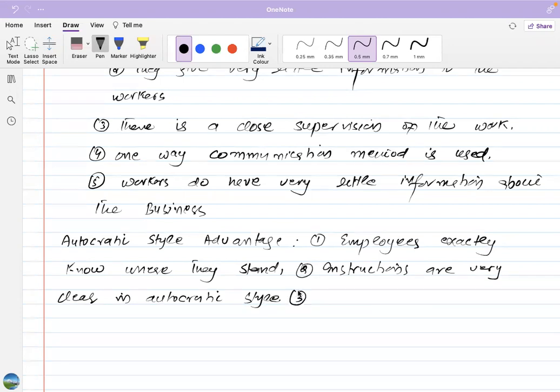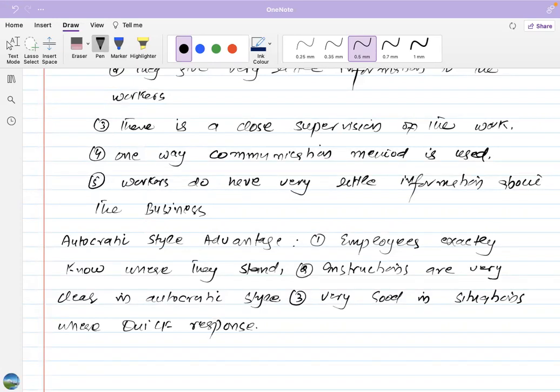Such a style of management or leadership is very good in certain situations, for example, where a quick response is needed. When there is a war going on, or you have to immediately reply to your customers, and you feel that if you reply late, you might lose the order, in such situations it's a very good method to be used.